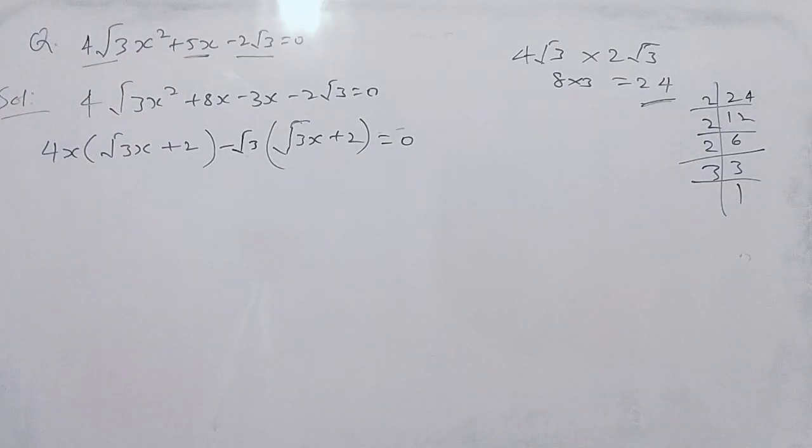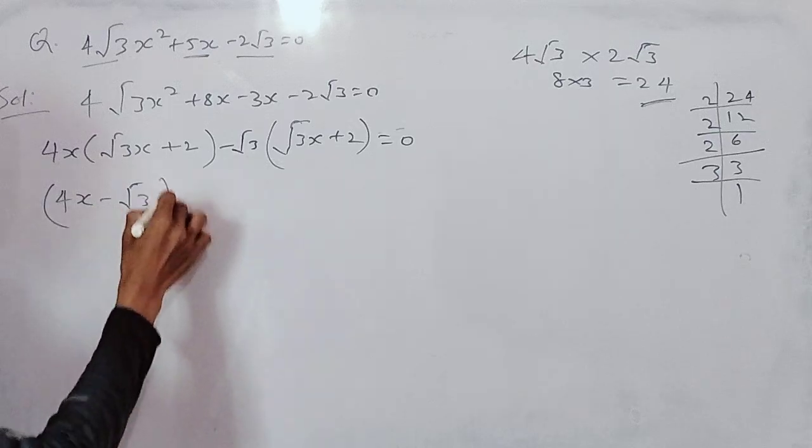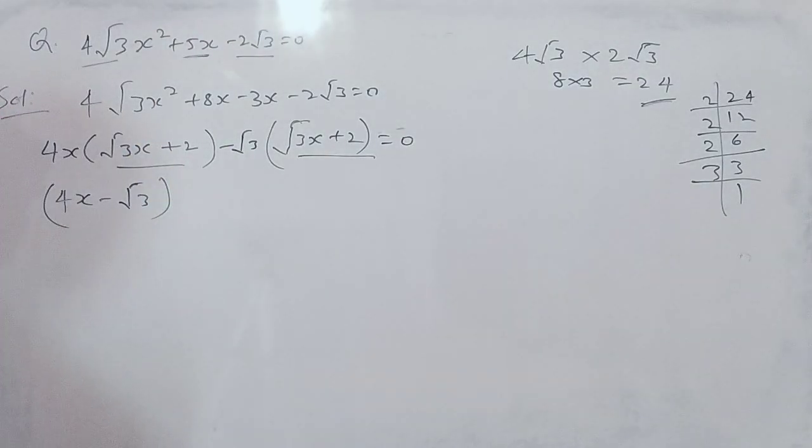Outside terms, as we write in one bracket, 4x minus root 3. This is common. That's why we will take one bracket as a single root 3x plus 2. Here, that is correct. From this we can get 2 roots of this equation. So as we know, this can be written as 4x minus root 3 is equal to 0, and root 3x plus 2 is equal to 0. Okay, 4x equals root 3, so x equals root 3 upon 4. This is one root of this equation.